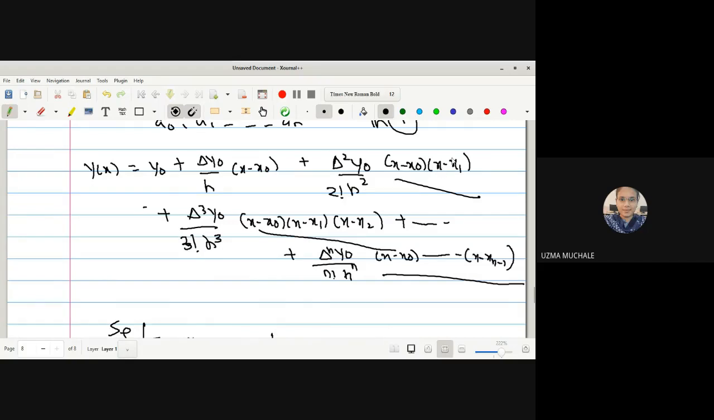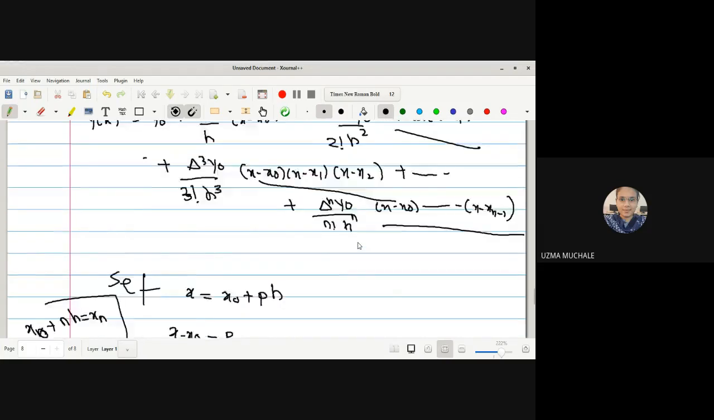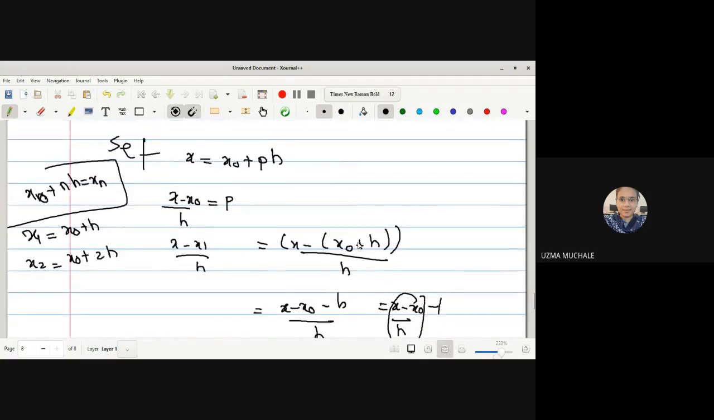h square we can divide here, h into h. This h cube, for each term we can divide by h. This h cube will be distributed as h. And simply we are finding the relation for that. Do you understand?